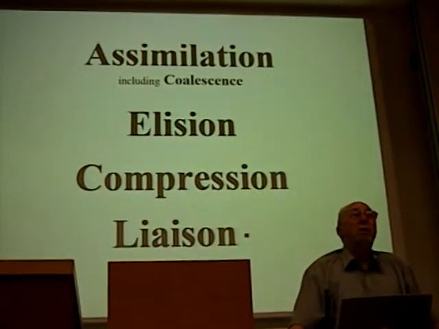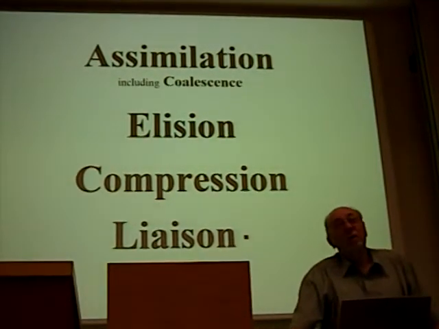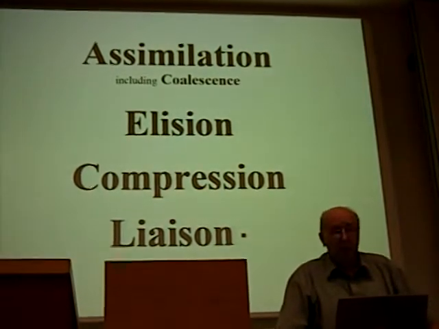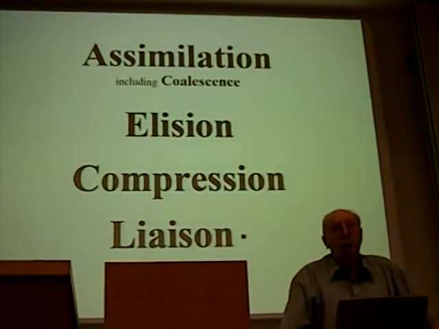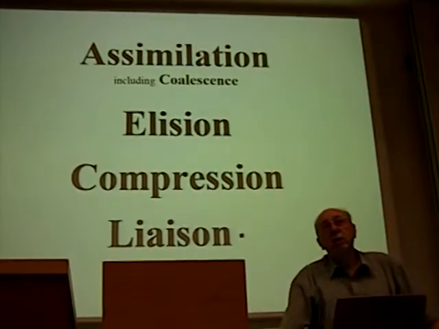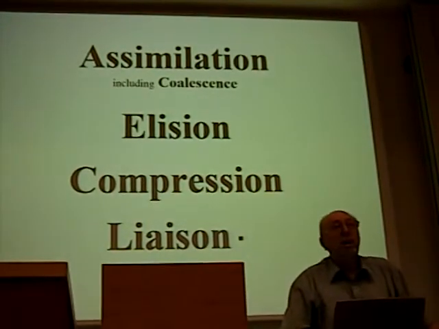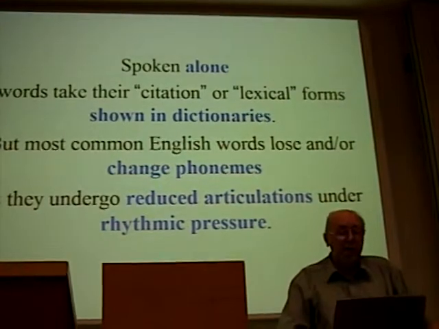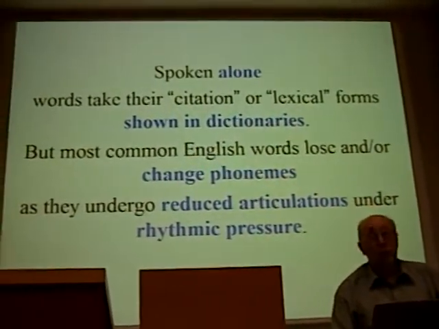The first one we call assimilation, which will involve also a particular type of assimilation we call coalescence, and then the other 3 are elision, that's omission of the sound, compression, that's turning what would be 2 syllables into 1, and liaison, which is linking. So, as I say here, we change phonemes under what I call rhythmic pressure.